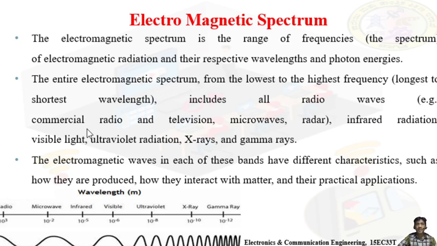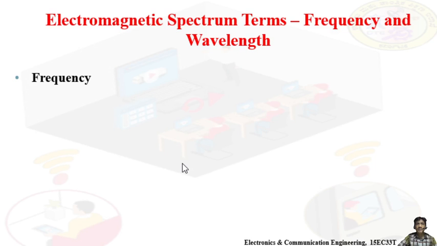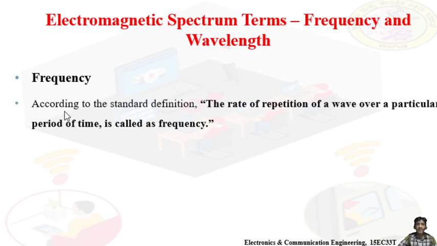Next, you see the electromagnetic spectrum terms. The important electromagnetic spectrum terms are the frequency and the wavelength. In this case, what is frequency? The frequency is nothing but, according to the standard definition, the number of repetitions of the wave over a particular period of time. It is called frequency.